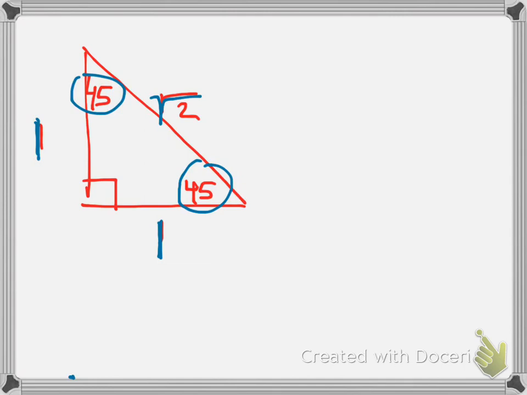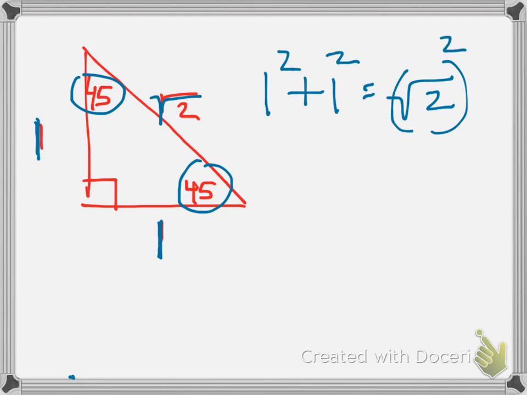These also come from the Pythagorean theorem. 1 squared plus 1 squared equals square root of 2 squared. 1 squared is 1. 1 squared is 1. Square root of 2 squared is just 2. So this is a true statement.